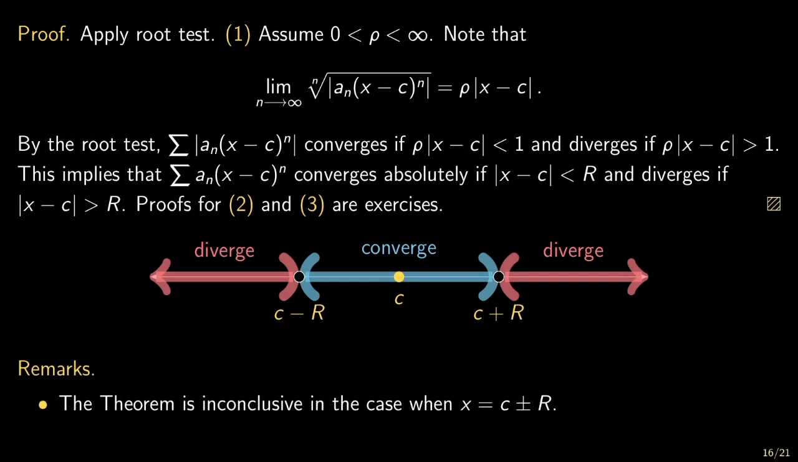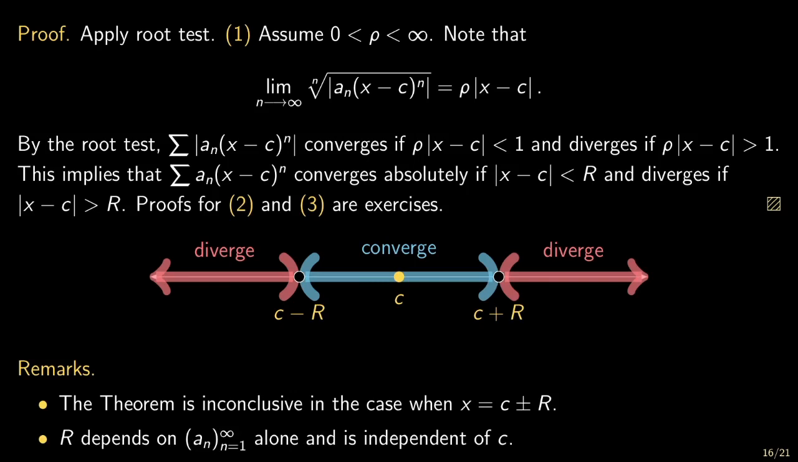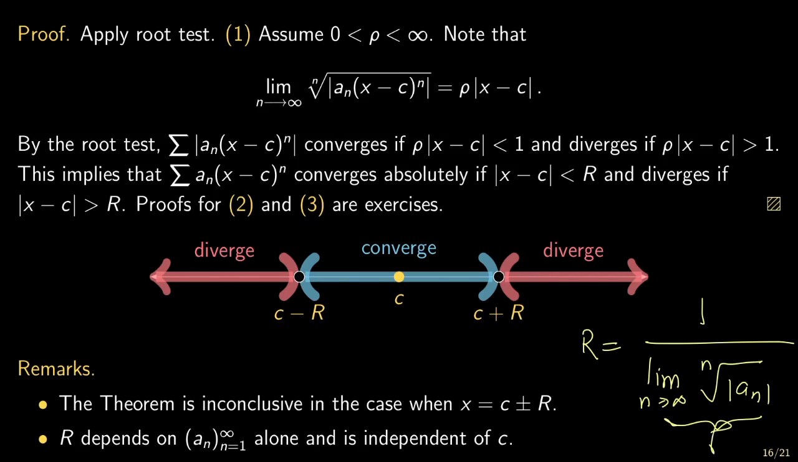Yun nga, sabi ko, the theorem is inconclusive in the case when x is c plus or minus r. In fact, we can say that r depends on a sub n alone and is independent of the center, because in getting the radius, we only need to get the an. C does not have any role in calculating the radius r. In fact, r can be calculated as 1 over the limit. Ito yung magsasabi kung ano yung radius of convergence. Ito kasi yung rho, if you can remember.